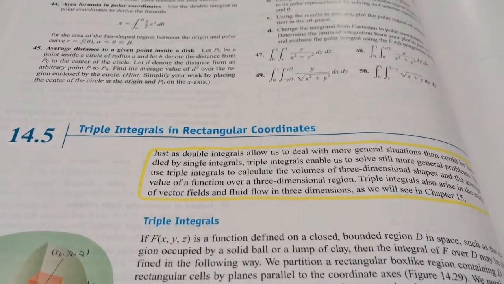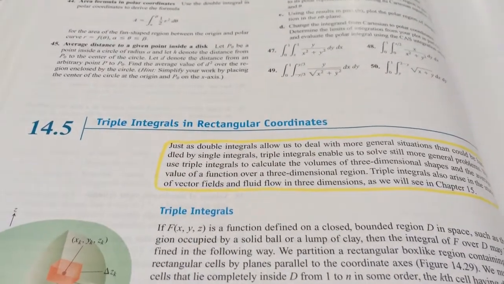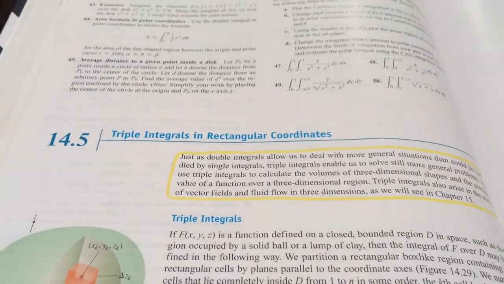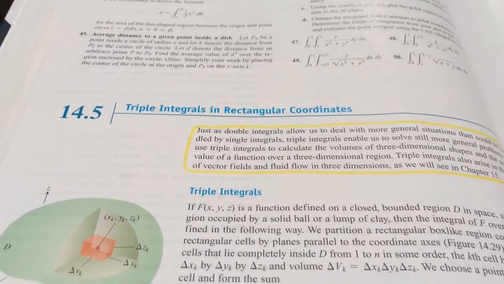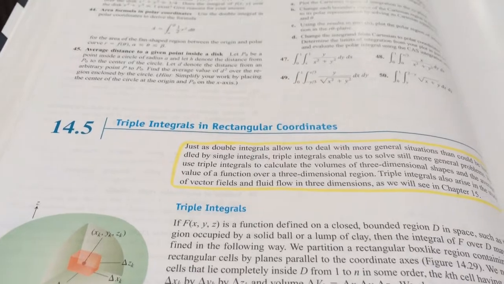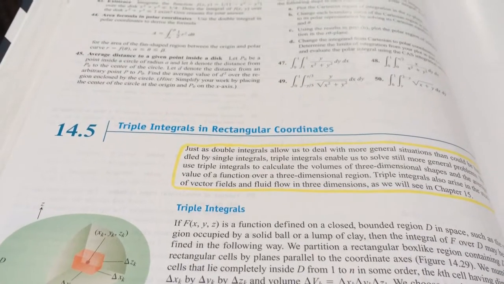And just like before, when we started with double integrals over rectangles here, they kind of ease you into it. But these are not just rectangles. This is rectangular coordinates. And so in rectangular coordinates, that just means X, Y, and Z.